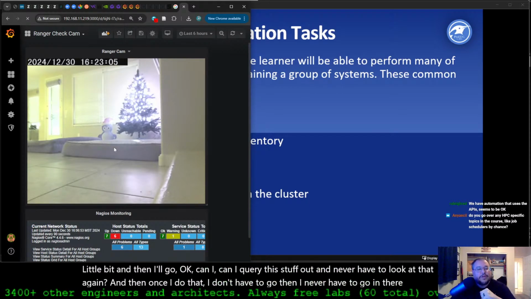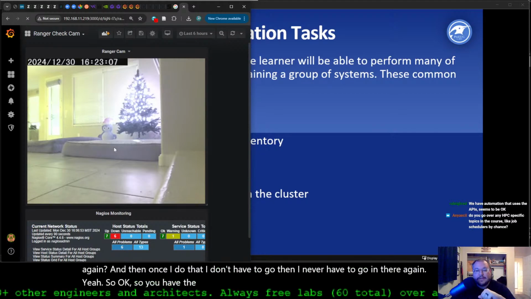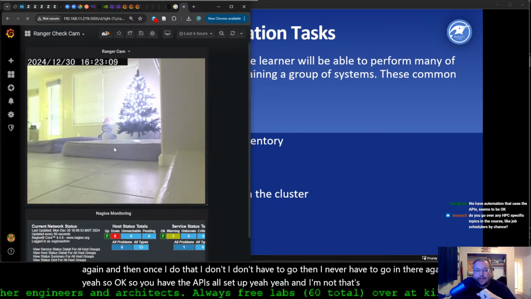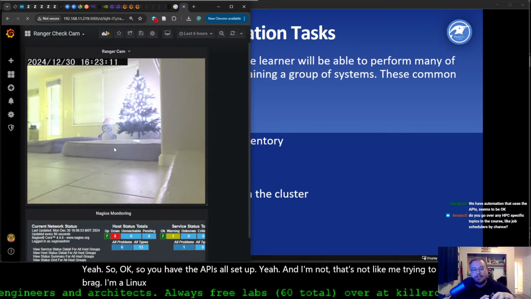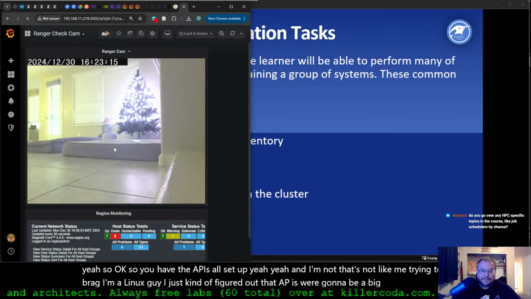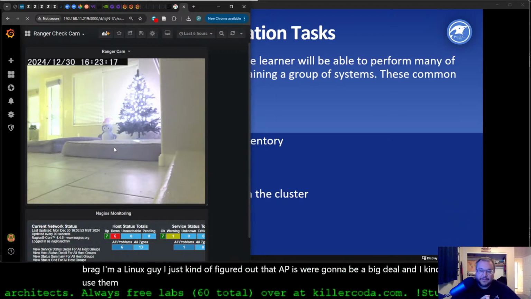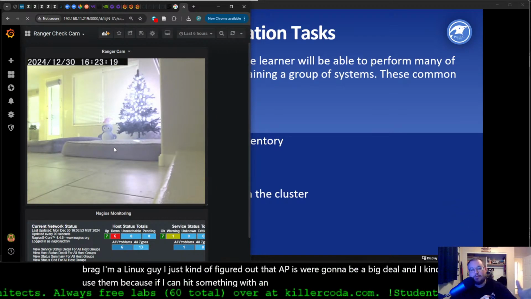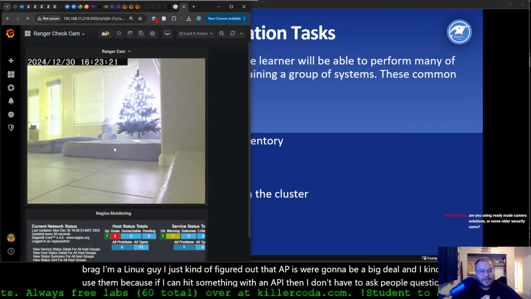Yeah. So okay, so you have the APIs all set up. Yeah, yeah. And that's not like me trying to brag. I'm a Linux guy. I just kind of figured out that APIs were going to be a big deal, and I kind of use them. Because if I can hit something with an API, then I don't have to ask people questions anymore. And that ends up being really, really easy.